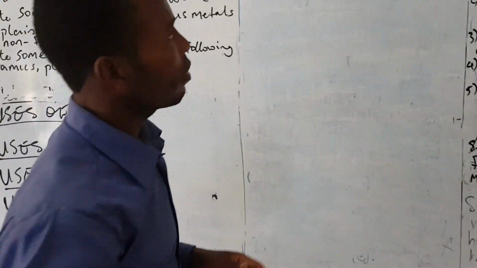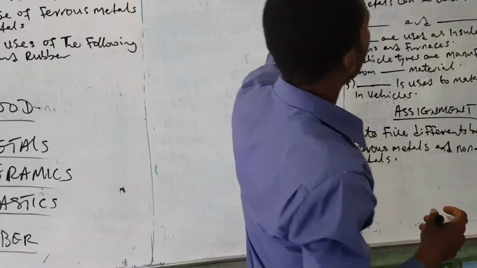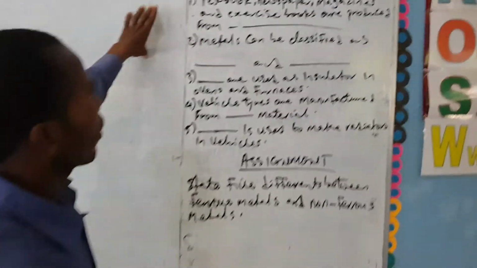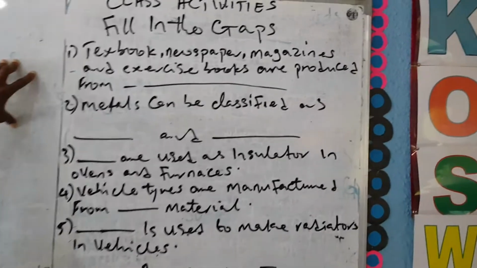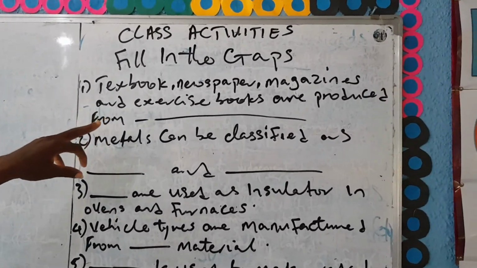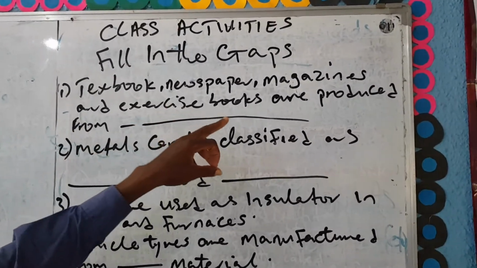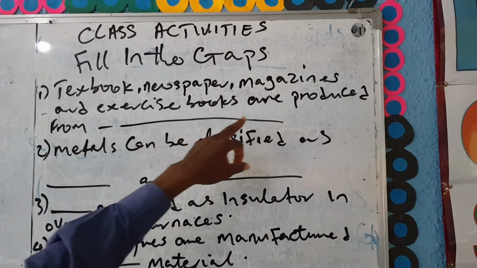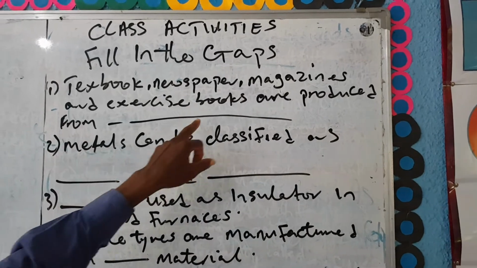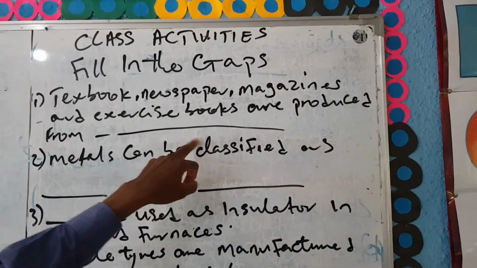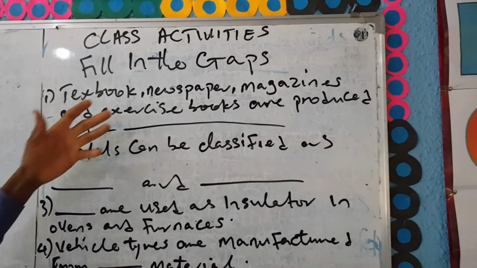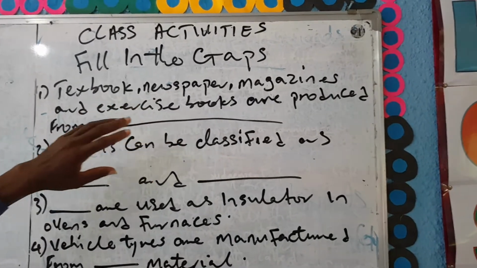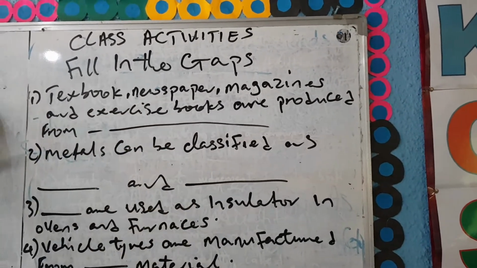Alright, without wasting time, I will go to the class activities. The class activities are here. You just fill in the gap with the correct answers. Number one, textbooks, newspapers, magazines, and exercise books are produced from dash. From those materials, you pick the correct answers. Any one that is correct, you fix it here as the answer.